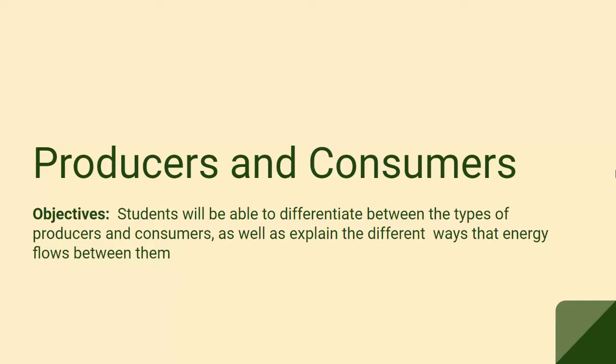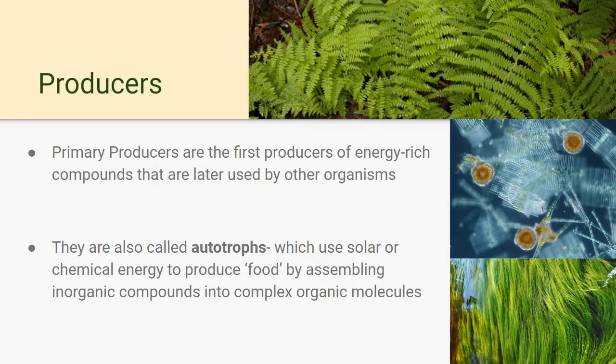So today we're going to talk about producers and consumers. By the end of this lesson, I want you to be able to differentiate between the different types of producers and consumers, as well as explain the different ways that energy flows between them. So we're going to start off where energy starts off with producers. Primary producers are the first producers of energy-rich compounds that are later used by organisms. These are our plants and other things that can make energy that we can use out of energy that we can't use. So these are called autotrophs.